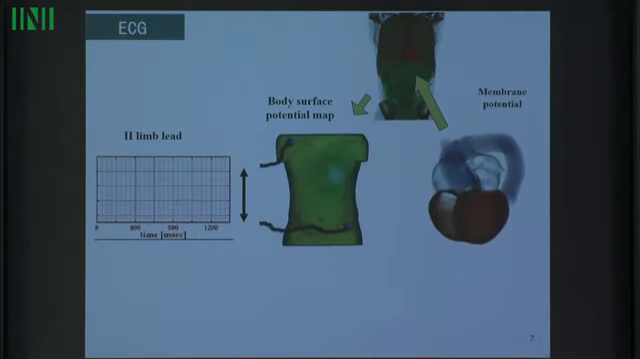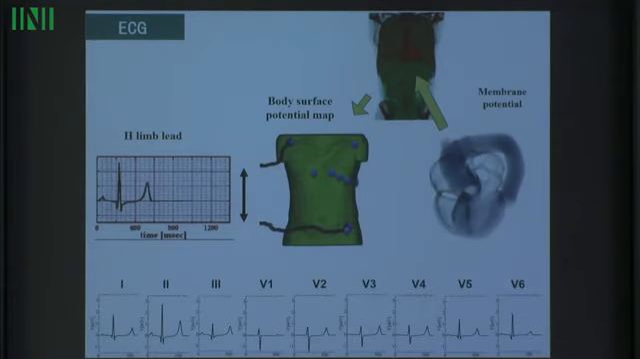When we put this heart model into the torso and calculate the bidomain equations in the heart domain and the Laplace equation outside the heart domain, we can obtain body surface potential map by placing a pair of electrodes like this and take the difference. We can observe electrocardiogram like this. This is the second limb lead, and in a similar way, we can have 12 lead electrocardiogram.